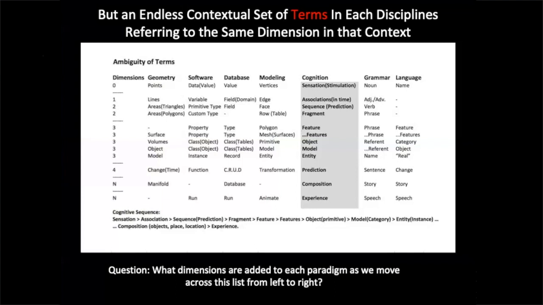Yes, I like that. Right. And the same thing in language. So we go from cognition to language. We have nouns, adjectives and adverbs, verbs, phrases, reference, names, sentences, stories, and speech. And in more abstract terms, we have language, which is a name, a feature, category, object, change, story, speech. So all we're doing in every paradigm is using the same thing, right?